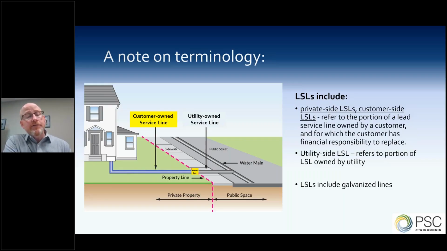All of that to the right would be utility infrastructure, utility side lead service lines. Everything to the left of that red line is what is considered the private side lead service line, the customer side lead service line. That's the portion that we're talking about today.